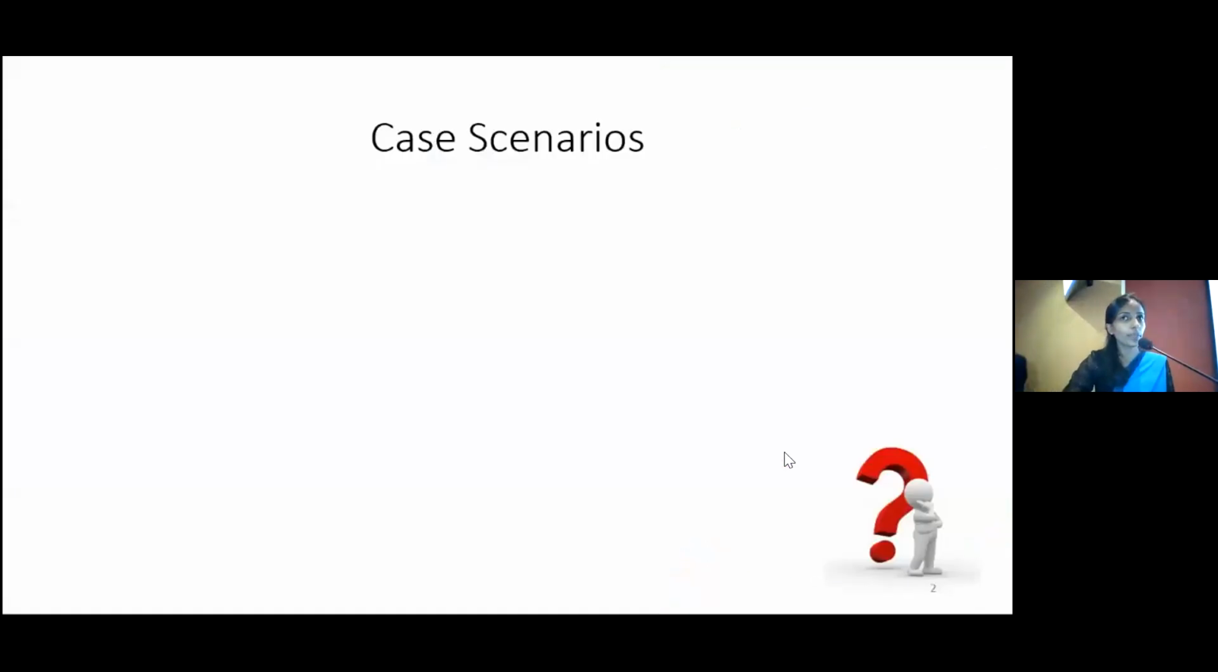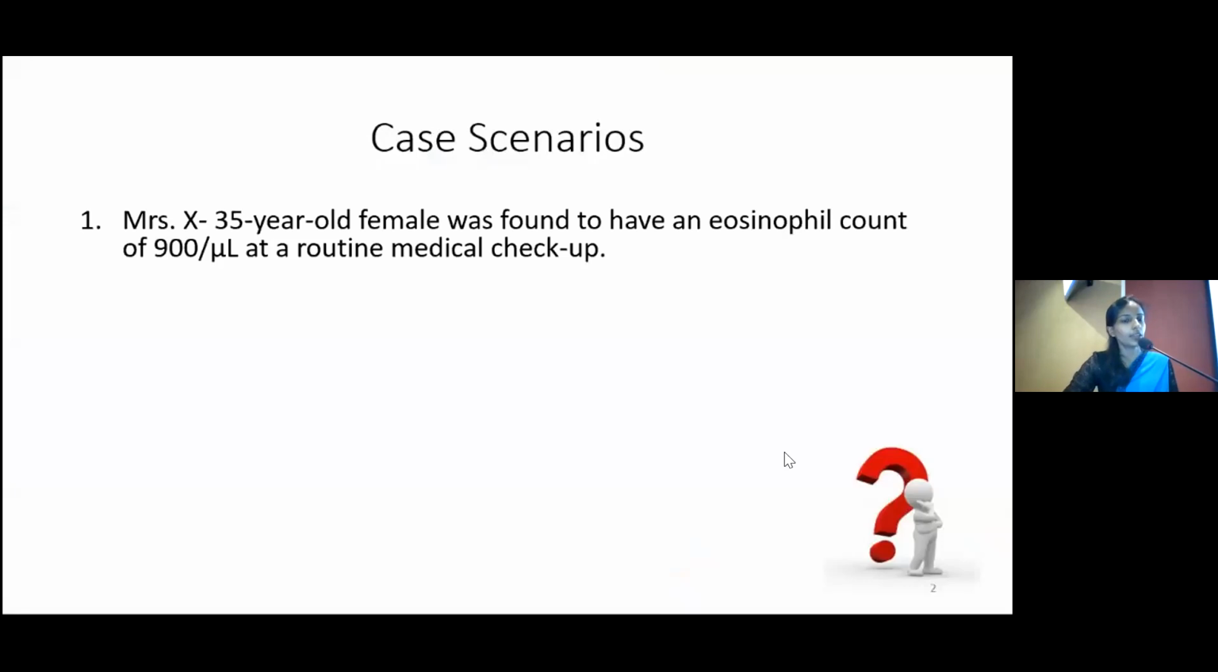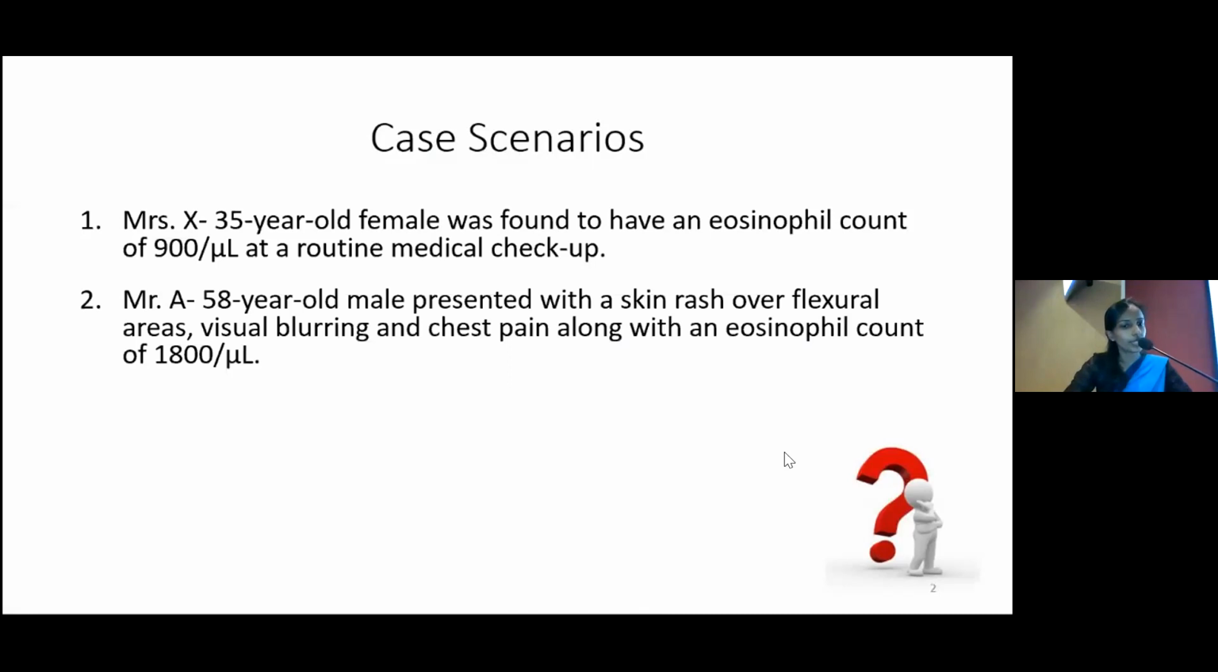So before starting my presentation, I would like to bring up 3 case scenarios. The first patient is Mrs. X, a 35-year-old female who was found to have an eosinophil count of 900 per microliter at a routine medical checkup. The second patient is Mr. A, a 58-year-old male presenting with a skin rash over flexural areas, visual blurring and chest pain along with an eosinophil count of 1800 per microliter.